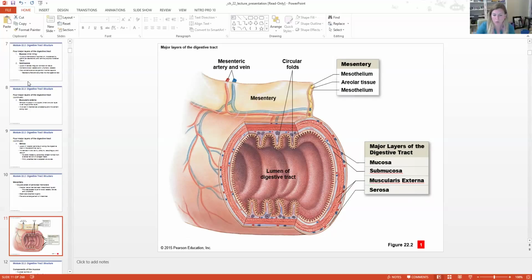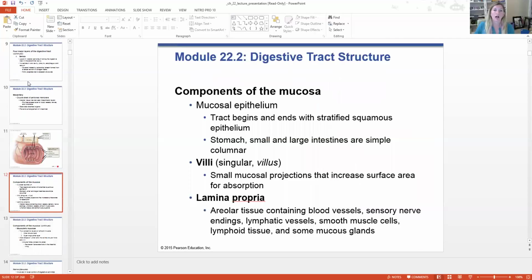You'll see that as we move through those different layers. So let's talk about the components of the mucosa. First, you have a mucosal epithelium. Just like in our respiratory tract, we had different tissues, different epithelial types. As we transition through, you're going to see the same thing here.